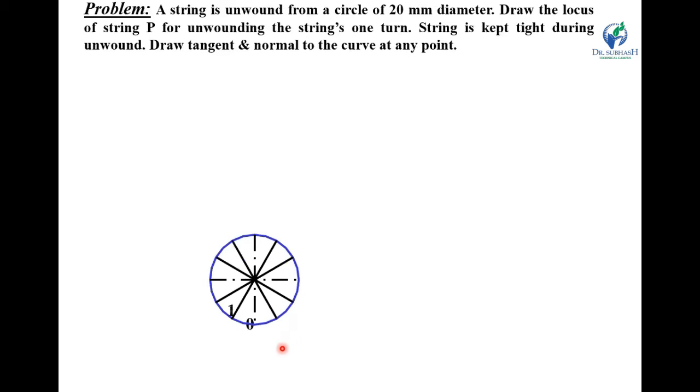Okay. Now first of all, you have to draw a circle of diameter 20 mm. Now divide this circle into 12 equal divisions: 0, 1, 2, 3, 4, 5, 6, 7, 8, 9, 10, 11 and 12.